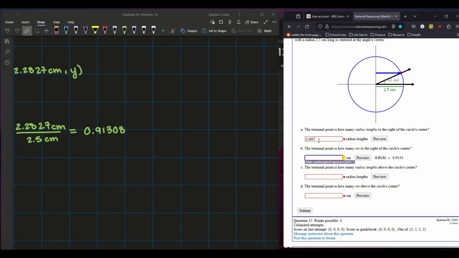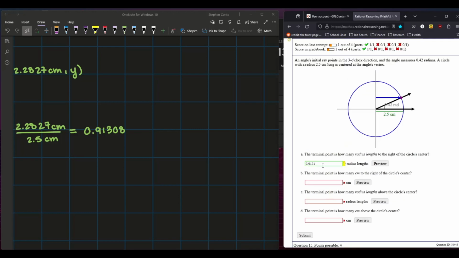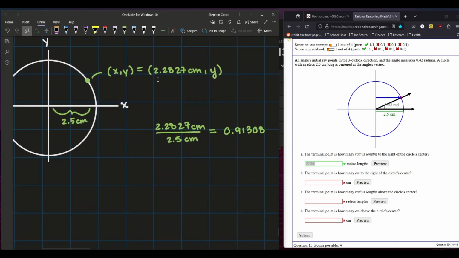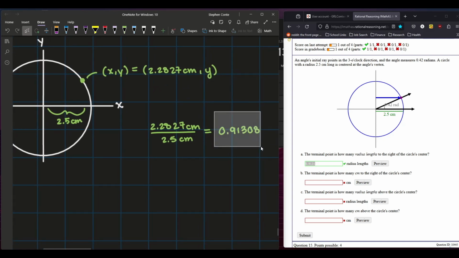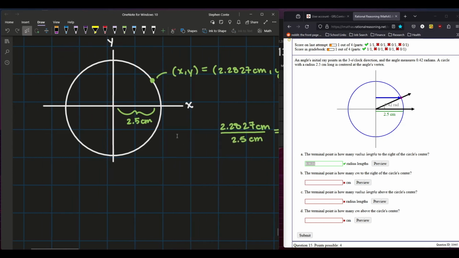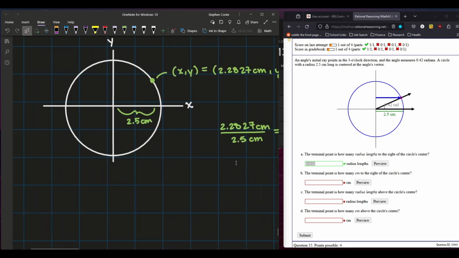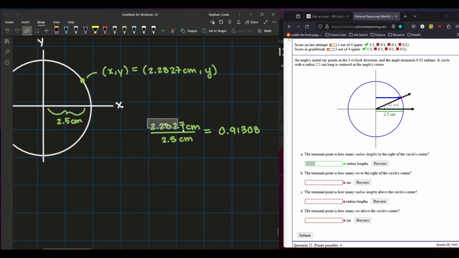Oh, sorry, that should actually be here. So I'm saying that the x value here is 0.91308 times the radius, right? And obviously, yes, it's less than the radius, because the ratio is a number less than 1. We're taking a ratio of two things. It tells you how much larger one is than the other, and that's exactly what we're looking for here. If I want to figure out how many radius lengths it is to the right of the circle center, then I'm going to divide it by the radius. Okay.